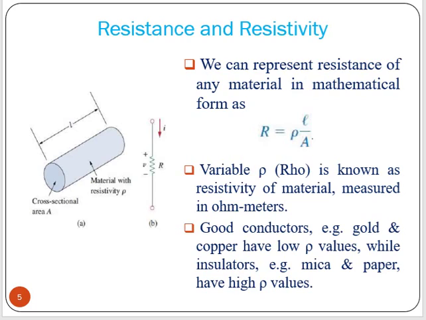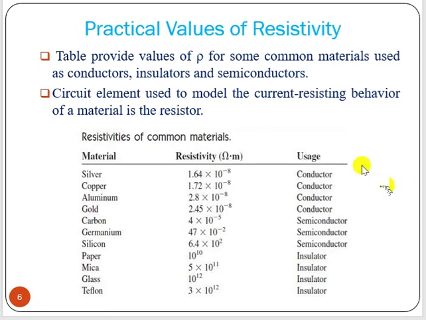Now what should be the unit of rho? Rho will be R times A by L. A is in meters squared, L is in meters, so that will be meters only, and the unit of R is ohm, so the unit of rho will be ohm meters. Good conductors like gold and copper have low resistivity values, while insulators like mica, paper, and Teflon have high resistivity values. Let us take some examples of the resistivity values of some materials.